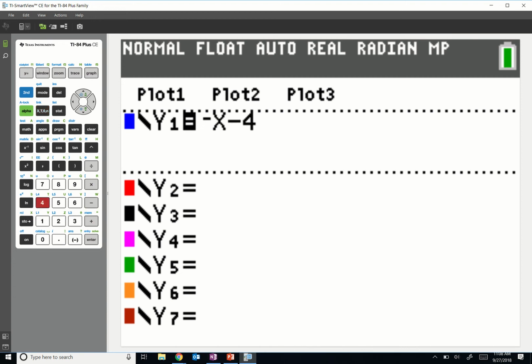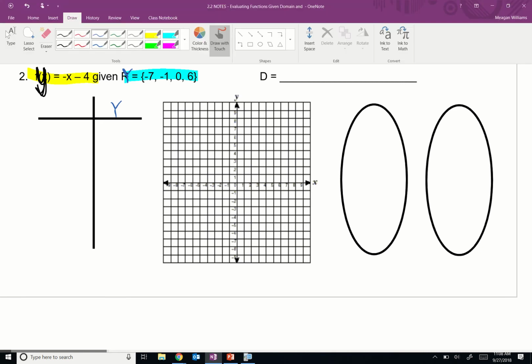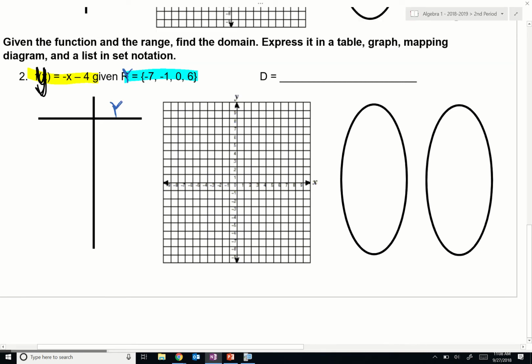Then I'm going to go back to my notes, and I'm going to pay attention to what they gave me, because y'all were saying this right. This time they gave me the range, the y values. So when you write this in, you have to be smart. Where do your y's go on your table? On the right side. Okay, so on the right side of my table, I'm going to write -7, -1, 0, and 6. And I can also get my mapping diagram set up. -7, -1, 0, and 6.